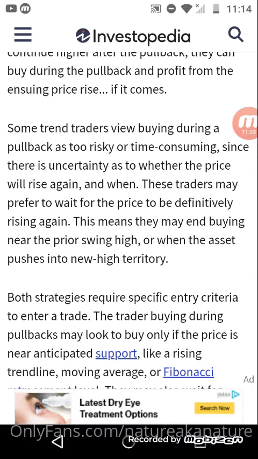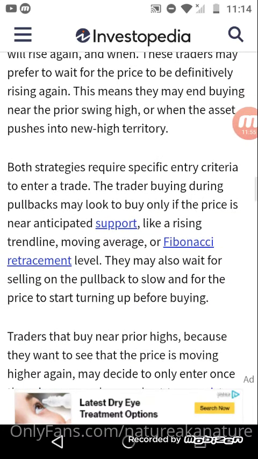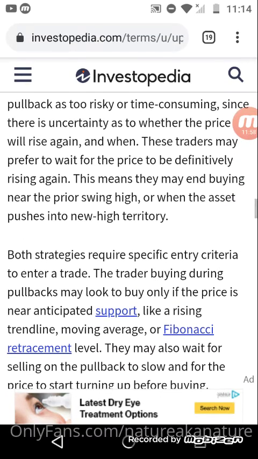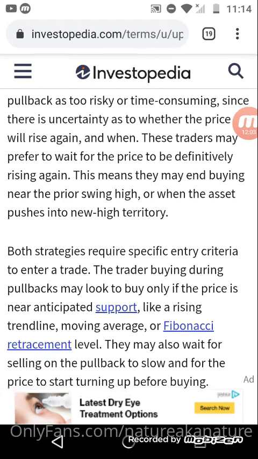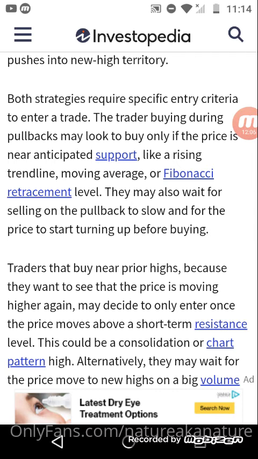Because a pullback can also mean a reversal in a new trend direction. So I get why they do that, but these are all the things about an uptrend that you should know. It's going to pull back, and some traders might prefer to wait until price definitely rises again, which means they may not buy during the pullback. They're going to buy when they actually see price rising up again, or when price hits a new resistance level, or a new support level. I'll be explaining that too, what resistance and support levels are. Explaining my pairs and all that too.